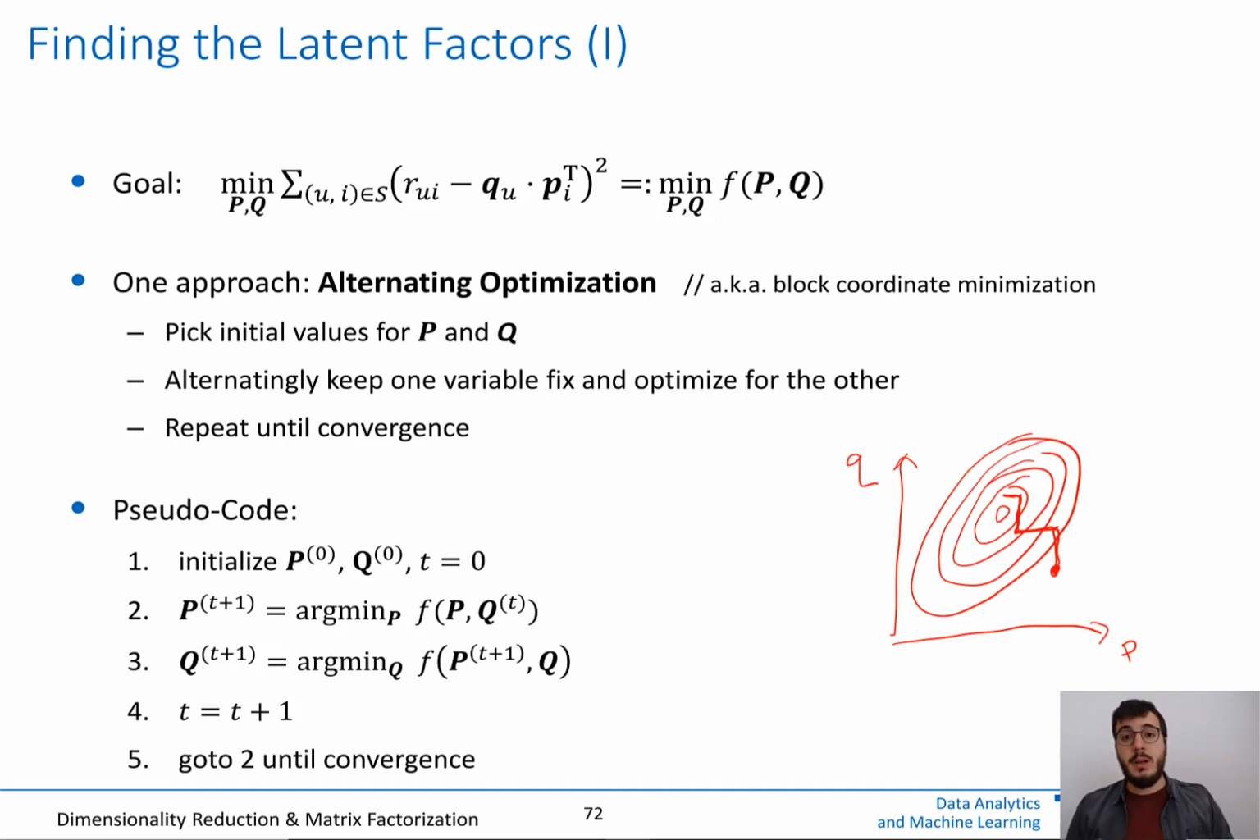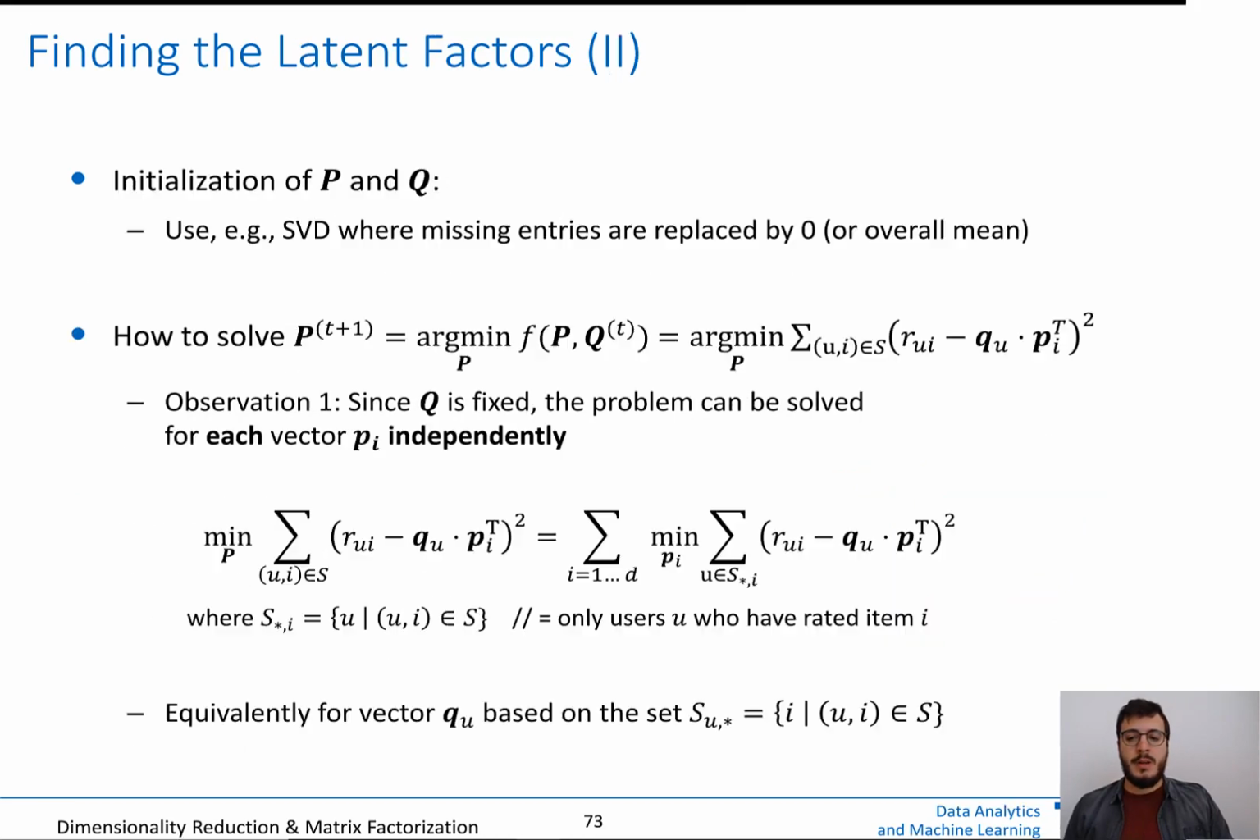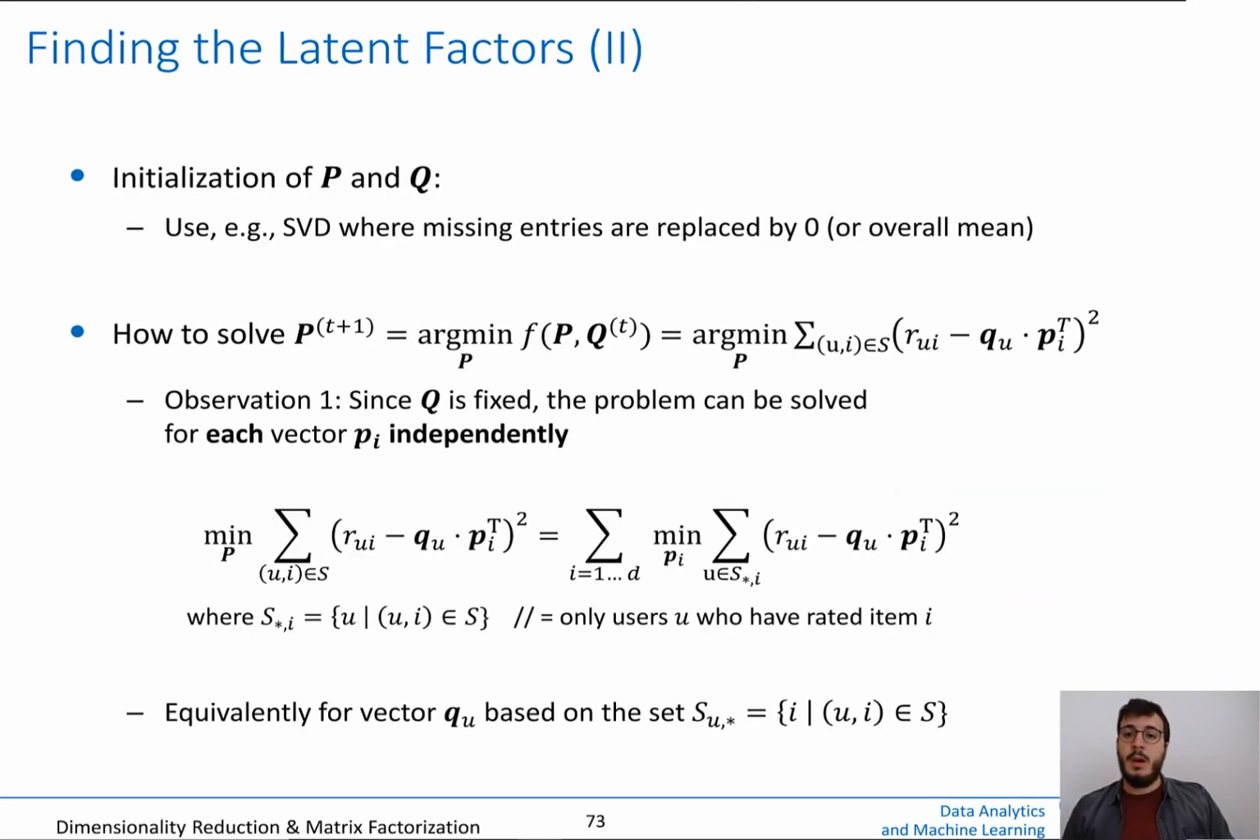So now let's dig into the details of how we do each of these steps. First is the initialization. And one thing here which is sensible is to use the solution of the singular value decomposition. So what we've talked about on the previous slides. What we can do again, take the rating matrix, plug in zeros, solve the SVD, and use the P and Q factors from the SVD. Alternatively, we can also, instead of plugging in zeros, plug in the overall mean, or the row-wise or column-wise mean, or some other heuristic.